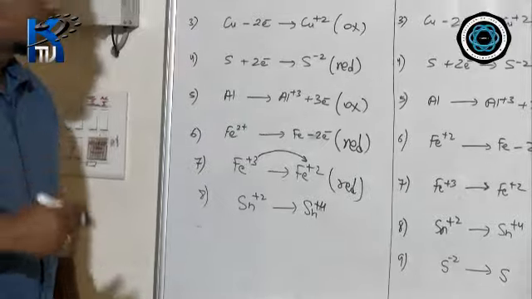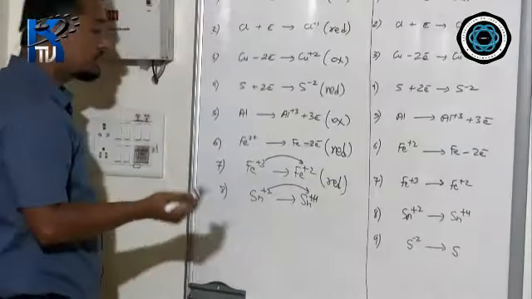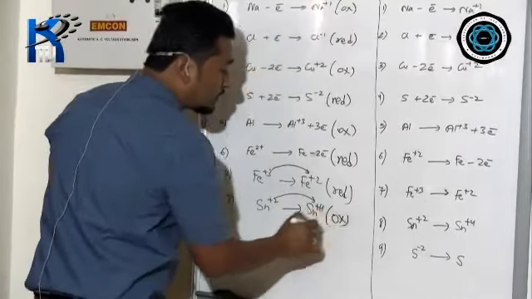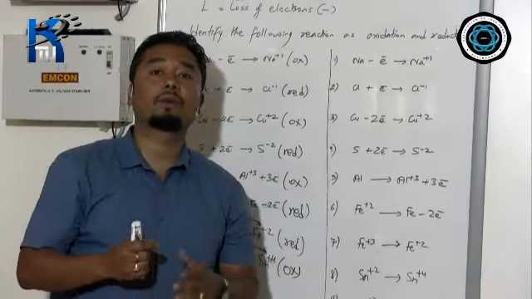Similarly in number 8, there is no electron again. So you have to use the increase-decrease concept here. Again, if you see plus 2 to plus 4, there is an increase in the number. 2 to 4 is an increase. So increase means what again? Oxidation. So this is how we determine oxidation and reduction by one method.